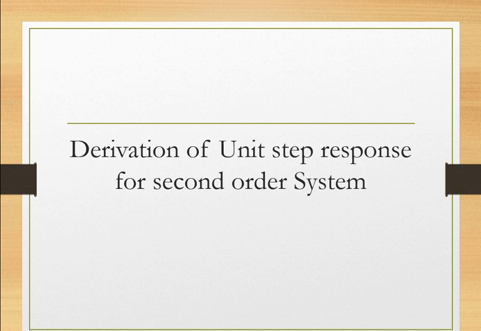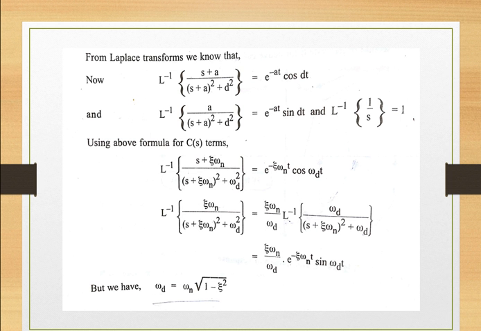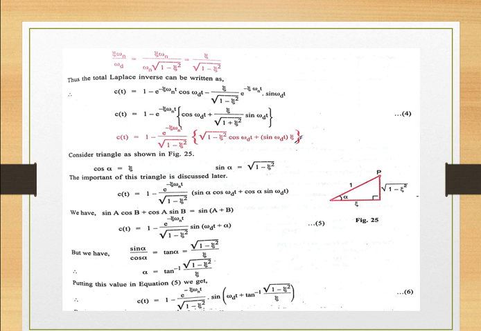Hello everyone. In the previous lecture we have seen the derivation of the unit step response for a second order system, and that equation was very important. We took C(s), which is the system function, times R(s), that is the step input 1 upon s. We solved the partial fractions and converted that into the time domain with the help of inverse Laplace and some trigonometry formulas.